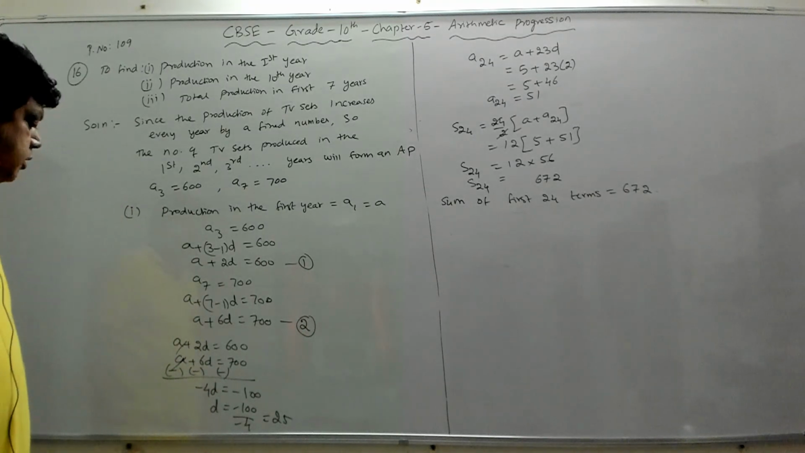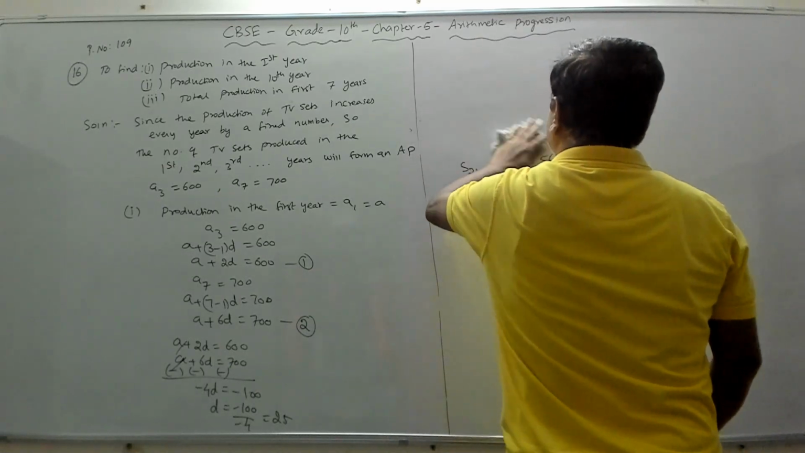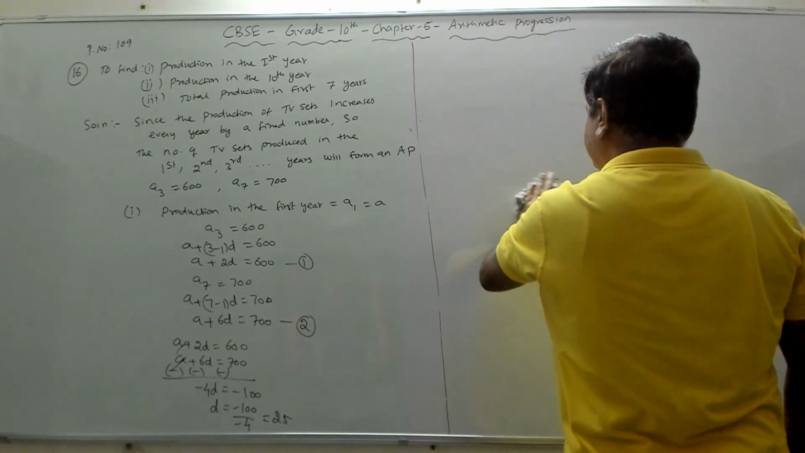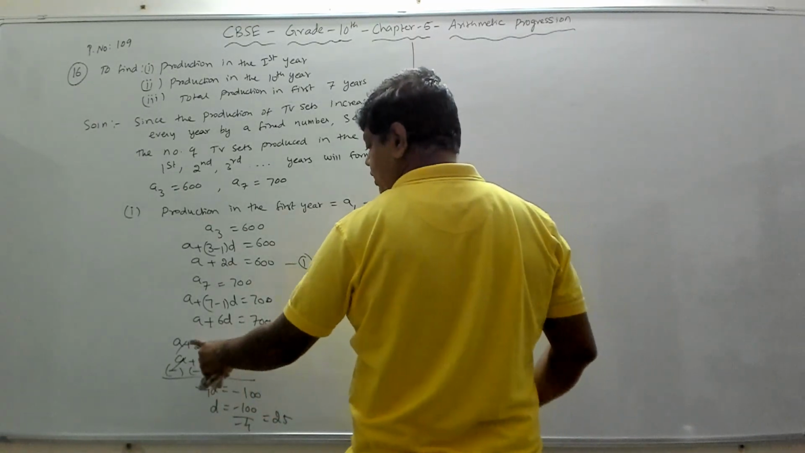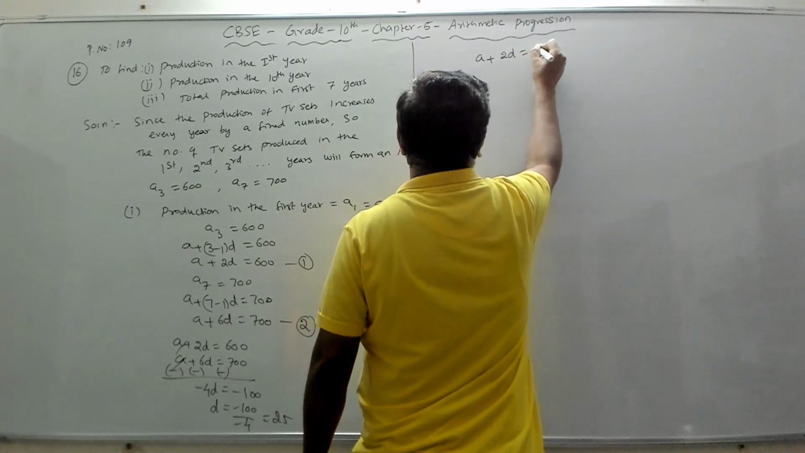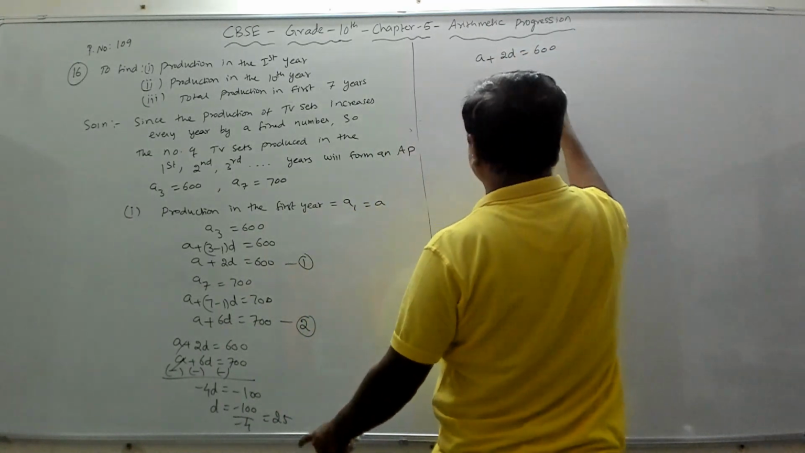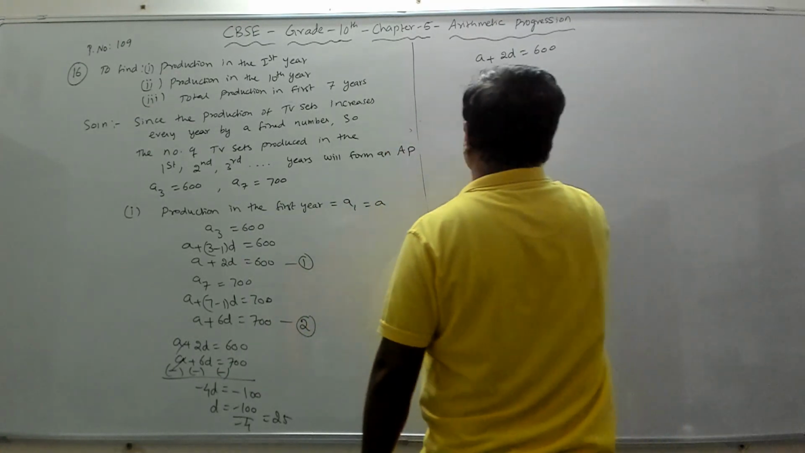So your D becomes 25, which means they increase the production by 25 TV sets every year. So D is 25. Now let's substitute D as 25 here to find A. So A plus 2D equals 600. Let's substitute D as 25 here because we have to find the value of A so that we can find the production in the first year.